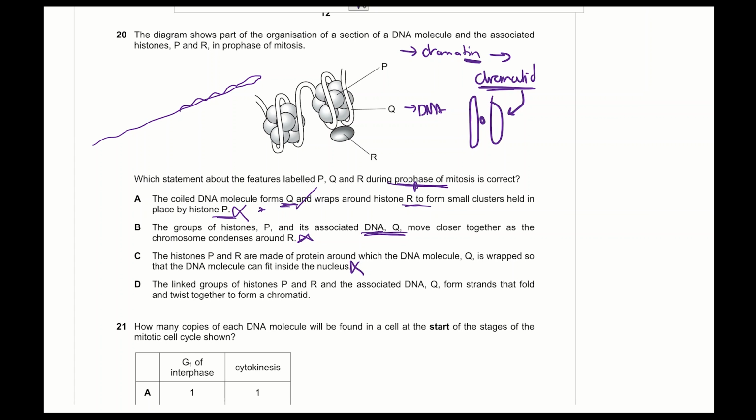D. The linked groups of histones P and R and the associated DNA Q form strands that fold and twist together to form a chromatid. Yes, this is totally incorrect. I've just mentioned that this material is called the chromatin, and chromatin is the material that forms a chromatid, which forms the chromosome. Therefore, it's the chromatid that wraps around each other, not the histones that condense together. This is incorrect. The histones and the DNA stay in shape and they do not condense or move. Therefore, this is correct, and the answer is going to be D.